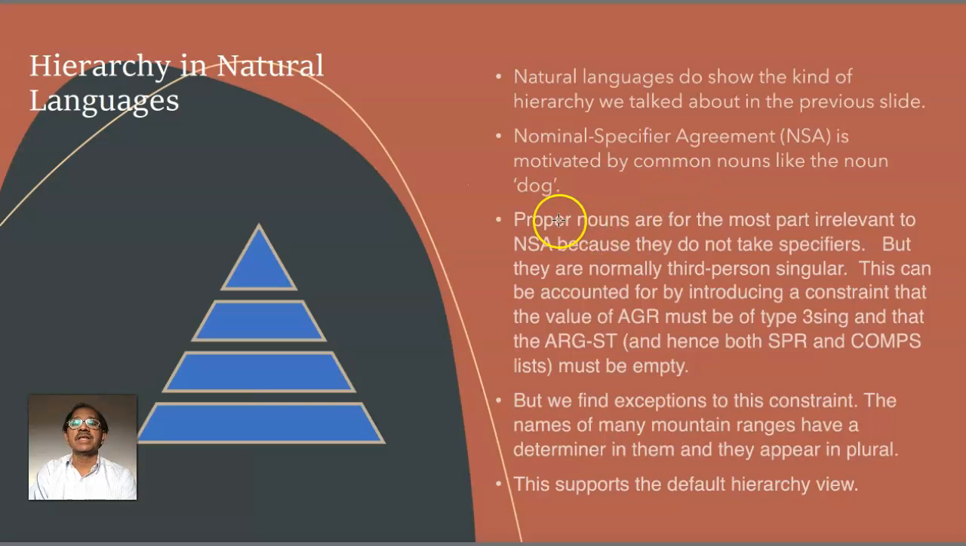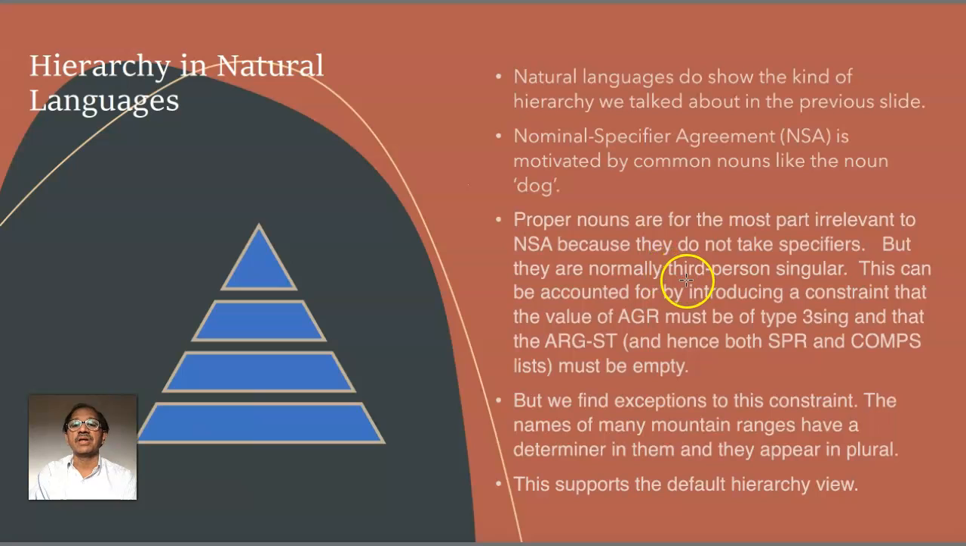But look at other nouns. This is a common noun. Look at other nouns like proper nouns. Proper nouns do not need an SA because they never take specifiers. But remember, they are third person singular, like dog. Dog is third person singular. Proper noun is also third person singular. But proper nouns are different from common nouns in the sense that they do not take any specifiers. So how do we account for proper nouns?